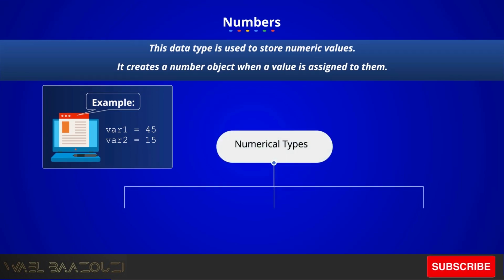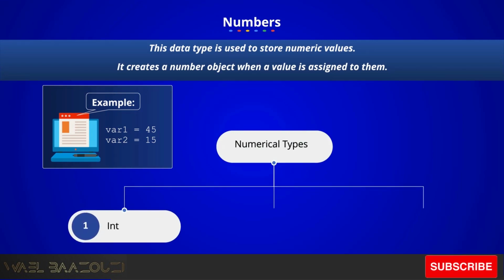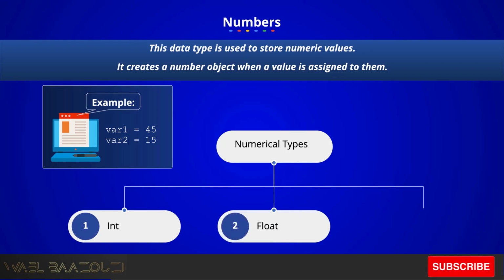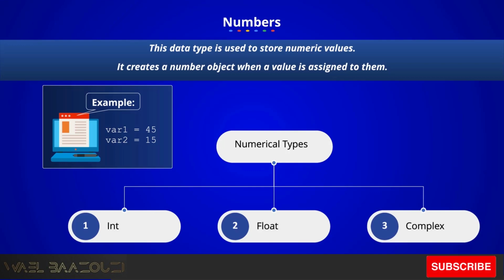Python numeric data types are used to hold numeric values. Int holds an integer, which is any whole number, positive or negative. Float holds a floating point number, which is just any valid number that contains a decimal point. And complex holds a complex number.